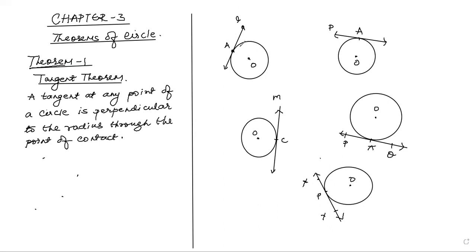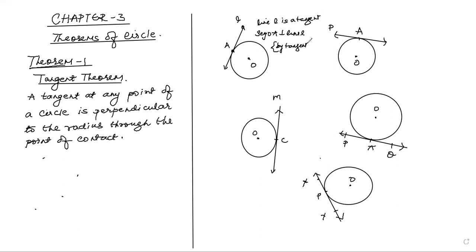The moment they say line L is a tangent, at once something should come to your mind. What should come to your mind, children? Line L is tangent. Therefore, segment OA is perpendicular to line L by tangent theorem. The name of the theorem is tangent theorem.